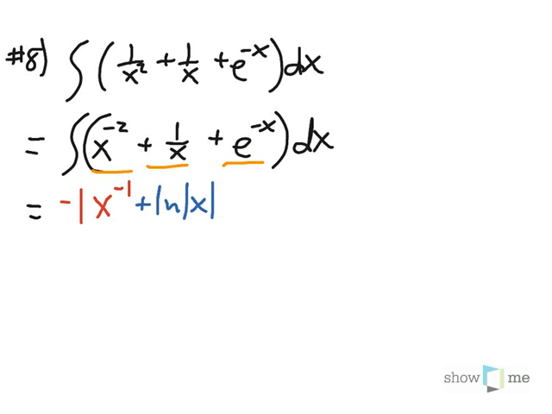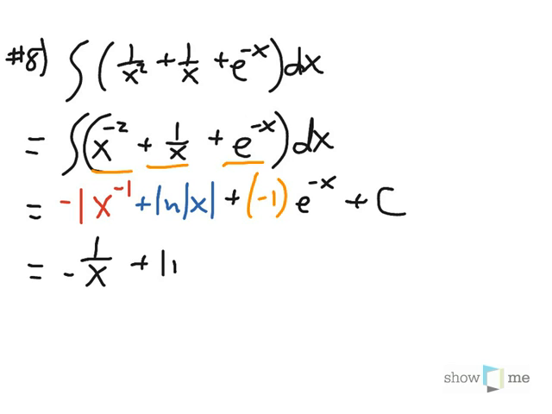This last term, it's e to a linear function once again. You take the reciprocal of the coefficient of x. The coefficient of x is negative 1. Its reciprocal, also negative 1. And then the e to the negative x stays the same, plus your arbitrary constant. This all simplifies to negative 1 over x, plus natural log of the absolute value of x, minus e to the negative x plus c.